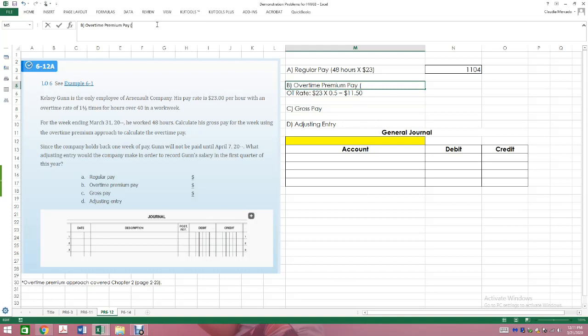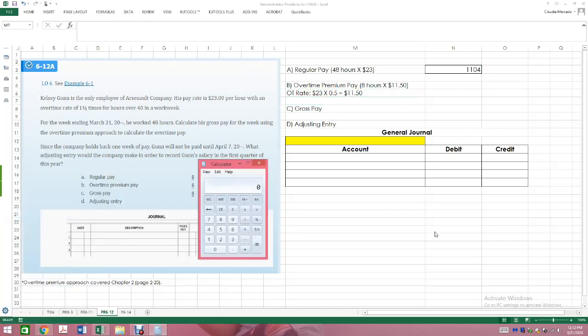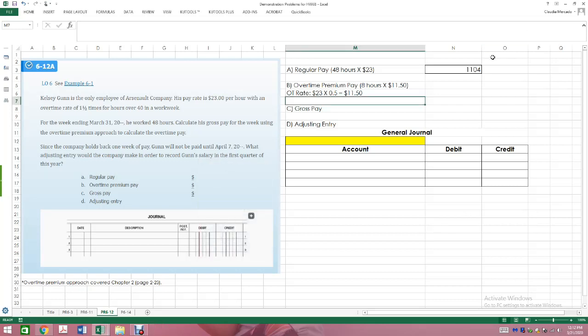Now that I've got my overtime rate, I know that this employee worked 8 hours of overtime. He worked 48 hours, 40 regular, 8 overtime. So I'm going to get my 8 hours and multiply it by my overtime rate of $11.50 that we just calculated. Let's see how much that gives us. 8 hours times $11.50 gives me $92.